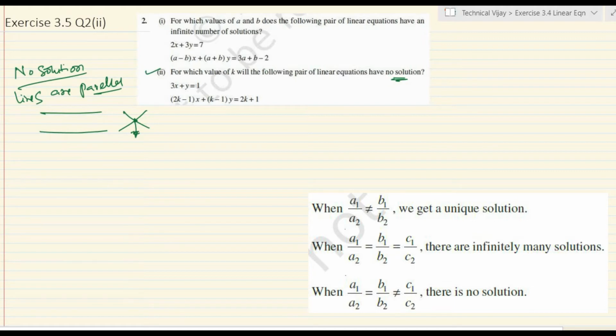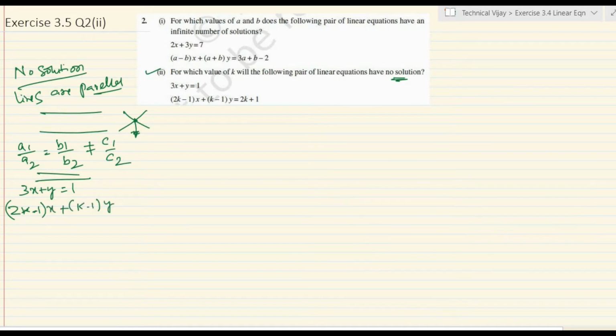So now this condition, when it occurs, when a1 by a2 is equal to b1 by b2, and it should not be equal to c1 by c2. This is the condition. So now we will verify here. So here 3x plus y equal to 1 and (2k minus 1) into x plus (k minus 1) into y is equal to 2k plus 1. This is constant term, this is coefficients.